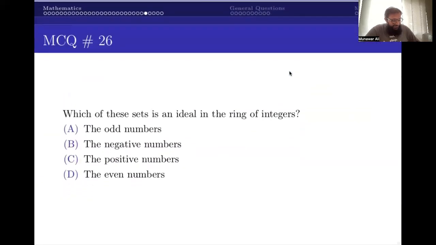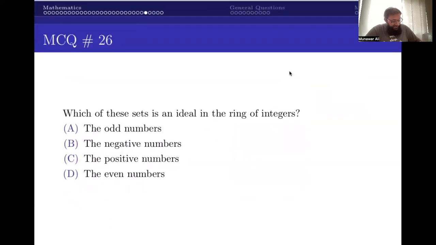So MCQ number 26 says: which of the following sets is an ideal in the ring of integers? So what's an ideal? You take the ring of integers; it's always a group with respect to addition. It's simply an abelian group. So an ideal should at least be a subgroup. It means it should be a subset of the ring of integers and it should itself be a group.